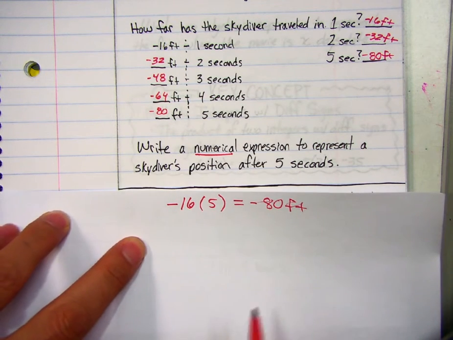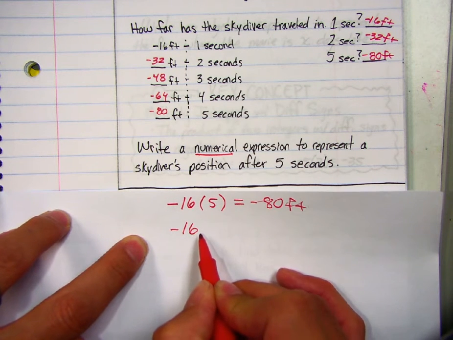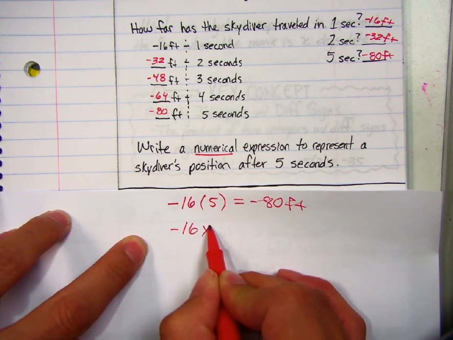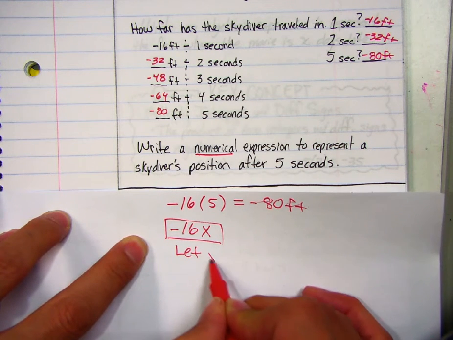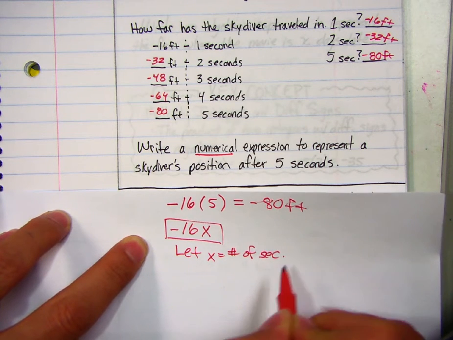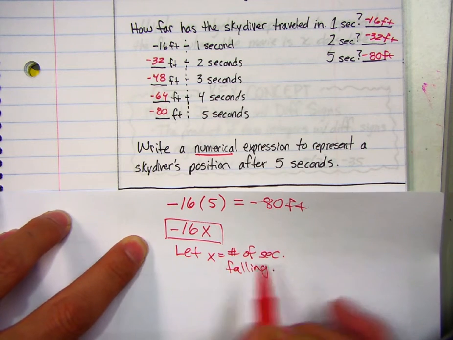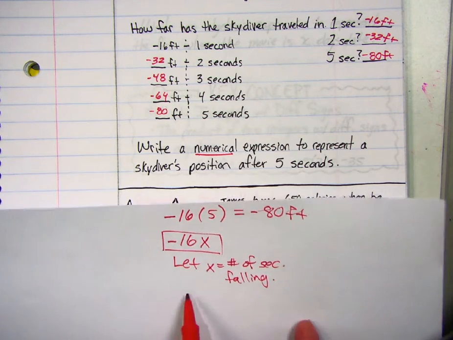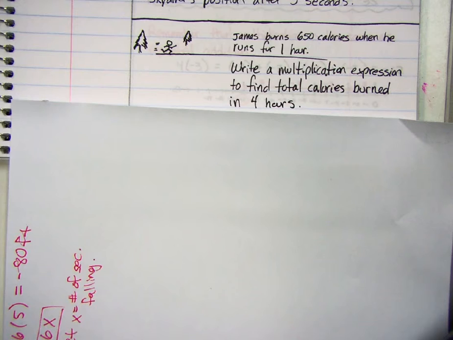If I ask you for a variable expression, it just means that, hey, look, I already know that I'm dropping 16 feet a second, but I don't know for how long. And so that would be a variable expression. And you would just tell me that, hey, let x equal the number of seconds that you're falling. Okay? So remember, anytime you use a variable, you should use the word let and let the reader know exactly what the variable stands for.